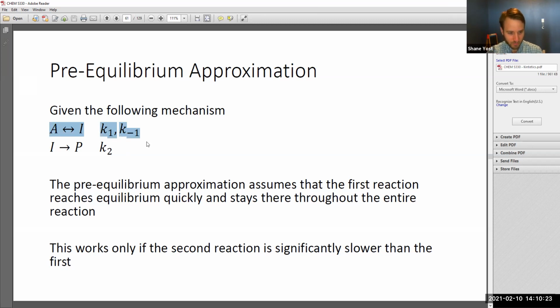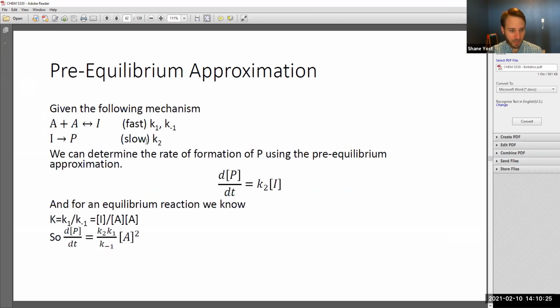And what that approximation says is, since we're at equilibrium, I know that I satisfy this equilibrium constant. The equilibrium constant for that first reaction is just the concentration of I divided by the concentration of A squared, and that happens to equal K1 divided by K minus 1, the rate constants.